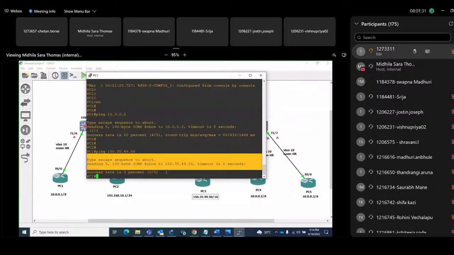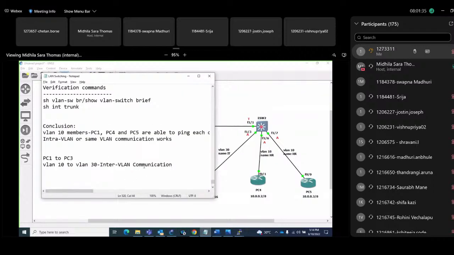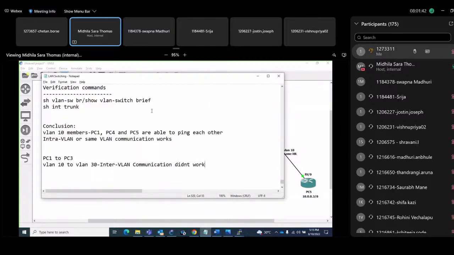Did it work? No. Inter-VLAN communication didn't work. Now, did you understand the difference? With the configuration that we have done till now, intra-VLAN or same VLAN communication works. But inter-VLAN, did it work? No. The answer is no, and this is the surprise for you.